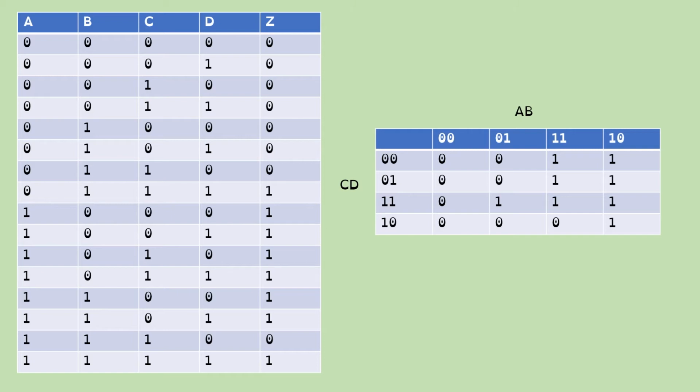So let's just pick a few and talk through them. The top row in the truth table is 0, 0, 0, 0. The equivalent space on the K map is the top left, which is where AB is 0, 0, and where CD is 0, 0. And so the value we're putting in is 0.